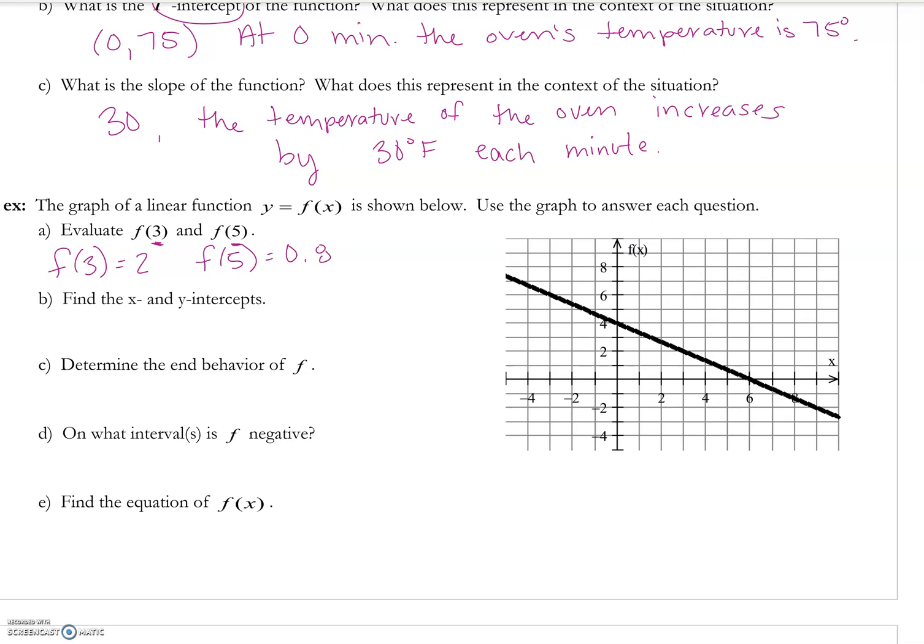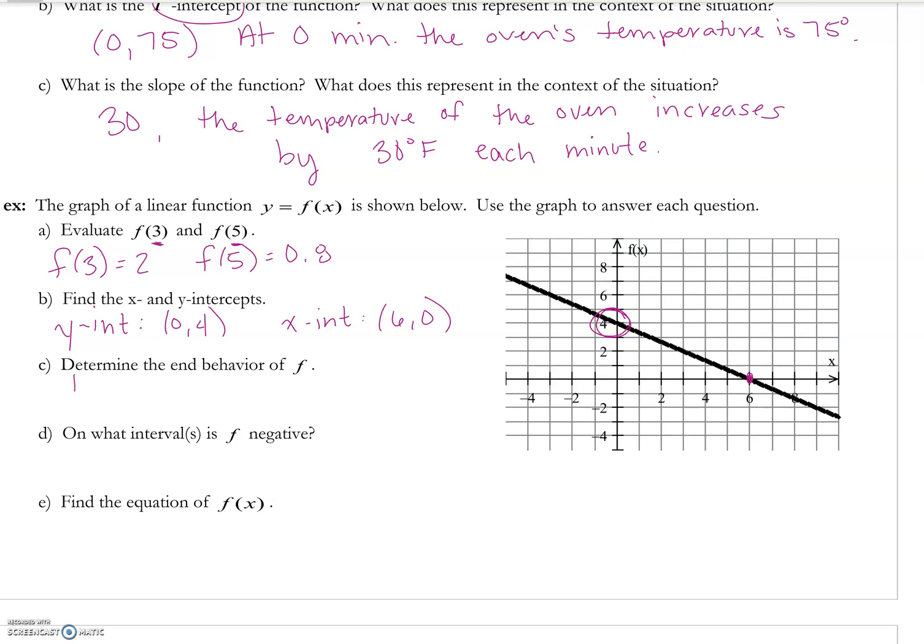Find the x and y intercepts. The y-intercept I can very clearly see on my graph happens at 0,4, and the x-intercept, where my graph crosses the x-axis, happens here at 6,0.